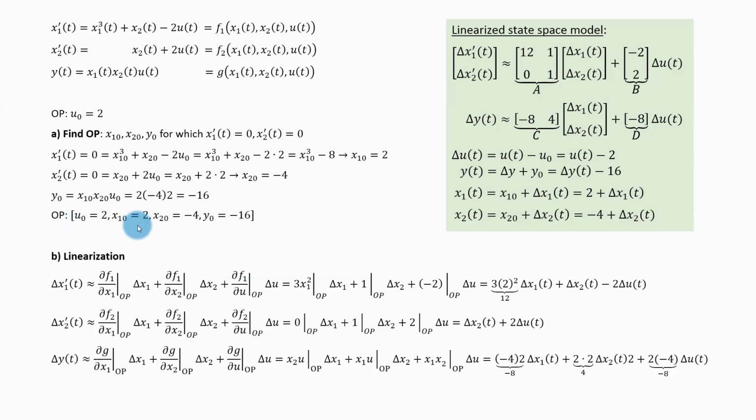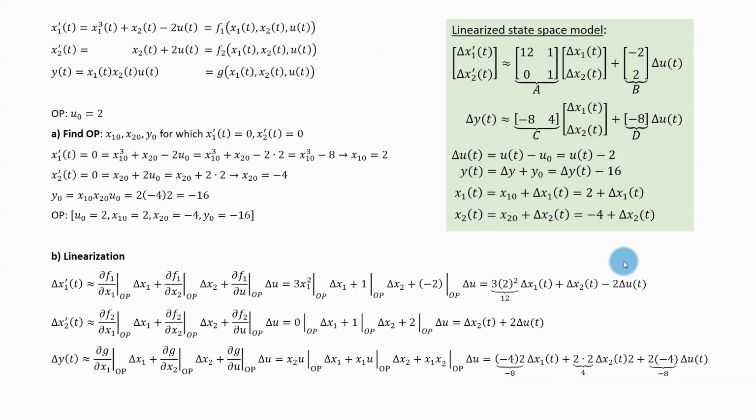Now I need to evaluate these derivatives at the operating point. So I will be substituting this. And when I substitute this and this, here I will get this. And when I substitute this and this, here I will get this. And last, when I substitute this and this, here I will get this. And the final result will be the linearization of this output equation.